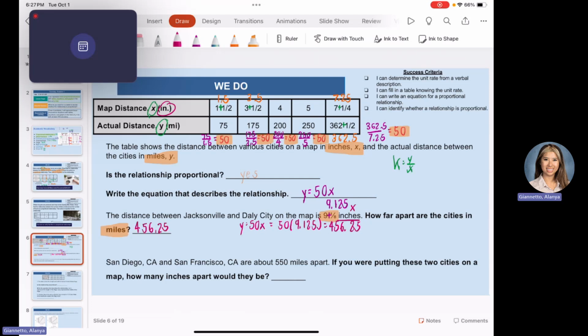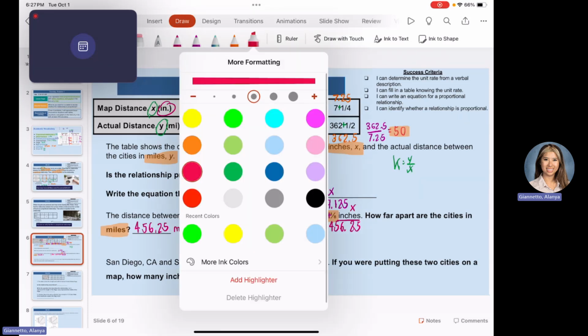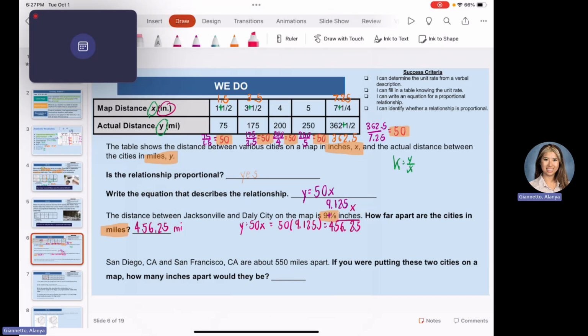And if you look, our y is in miles. That's our unit. So that's why our answer is going to be in miles. And then the last part of this question is asking about San Diego, California and San Francisco, California are 550 miles apart. If you're putting these two cities on a map, how many inches apart would they be?